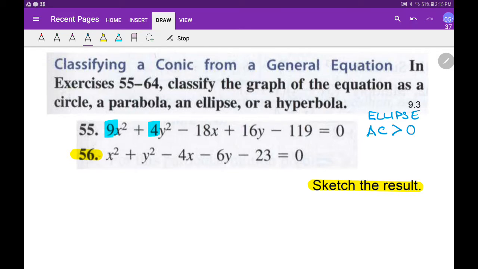They're not negative, that'd be a hyperbola. They're not equal, that's a circle. They're not the same. Did I say that right? I don't think I said it. If they're the same, that's a circle. If one of them is 0, that's a parabola.